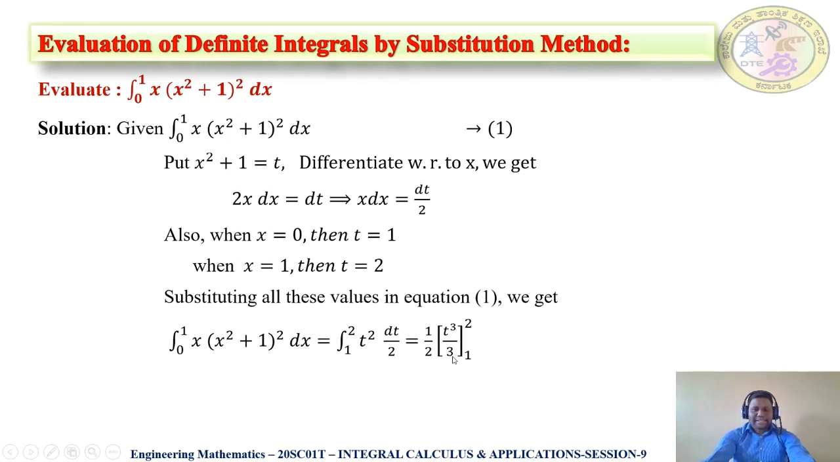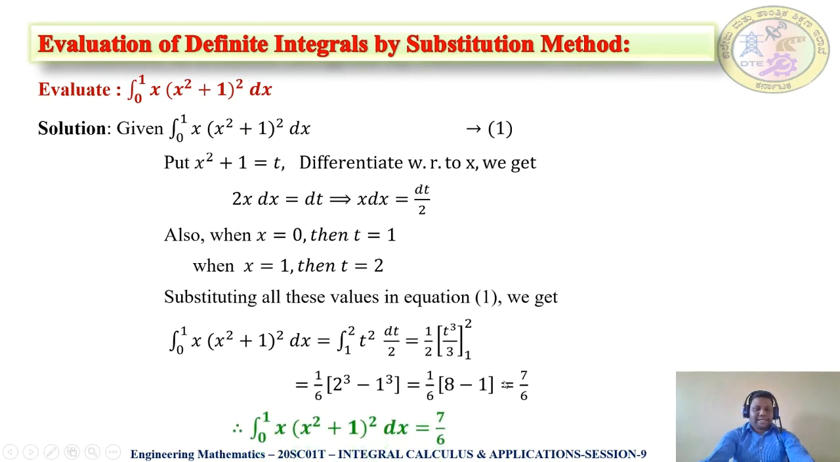Again, 1 by 3 is a constant. We can take it outside. It becomes 1 by 6. Now, if you apply upper limit, it is 2 cube minus apply lower limit, that is 1 cube. Then 2 cube is 8 minus 1 cube is 1. So we get 8 minus 1 is 7. So answer is 7 by 6. Therefore, integration from 0 to 1 x into x square plus 1 whole square dx is equal to 7 by 6.